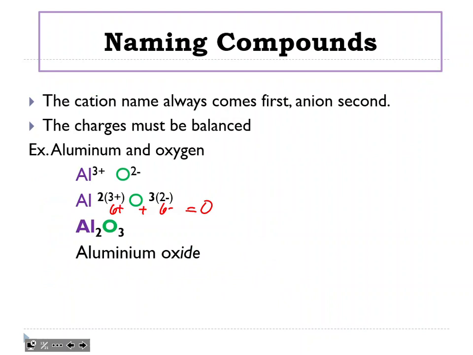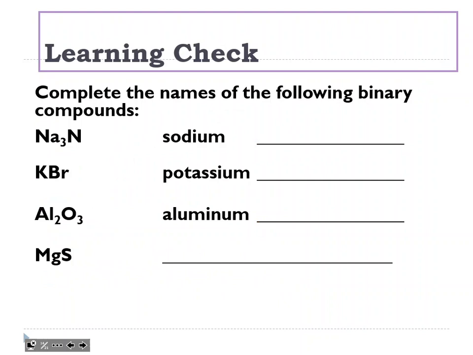Remember, the only elements that you're really going to find that have more than one oxidation number are usually in the transition metal section, the D block, and lead and tin. Those are the ones you're going to see with Roman numerals. So this is how you could balance the charges this way. You could also use the Criss-Cross method. That's also possible.